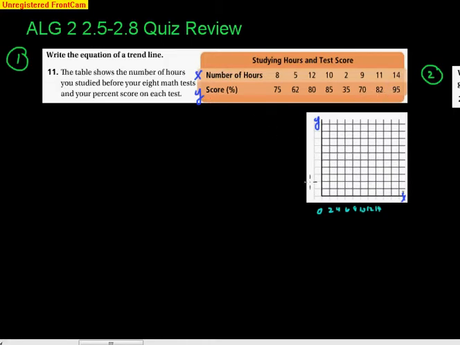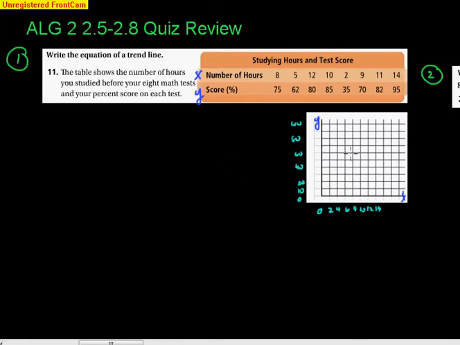And on the y-axis, we'll just count by 10's. Sometimes you want to use a break, but I'm not going to. So that's 0, 10, 20, 30, 40, 50, 60, 70, 80, 90, and the top line is 100. If you want to fill them all in, that's fine. And I'll graph my points.